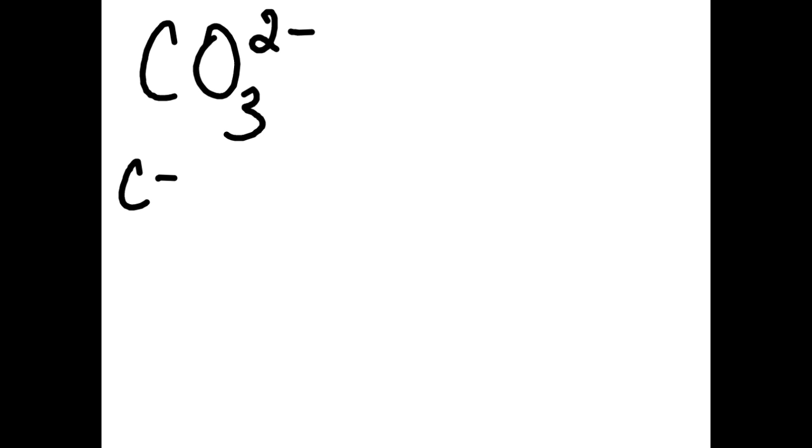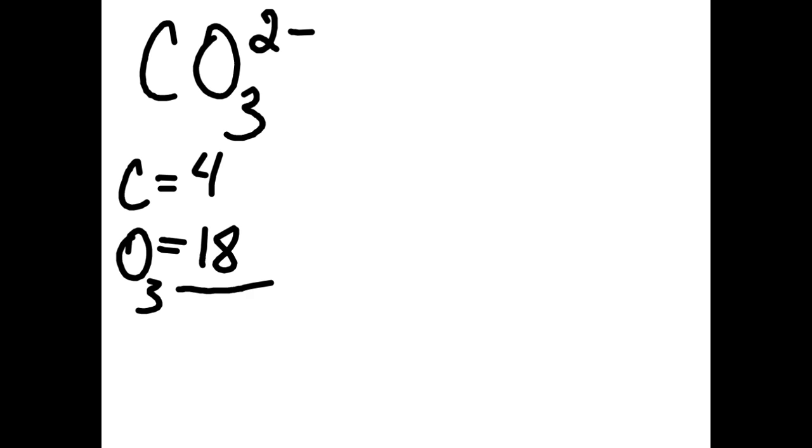Valence electrons. Carbon has 4. Oxygen. Who said 2? Somebody said 2 again. Okay. Oxygen has 6. Good. Times 3. What was it? 18. Good. 18. So how many valence electrons is that? 22 valence electrons. Now, this is a polyatomic ion.